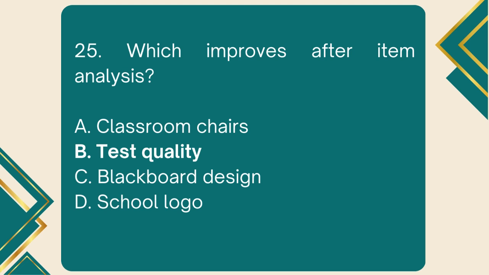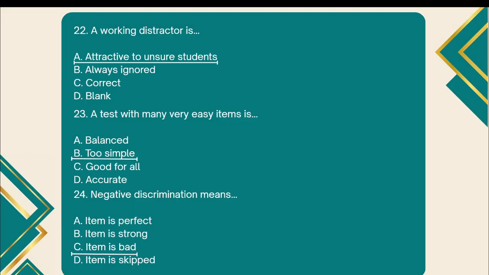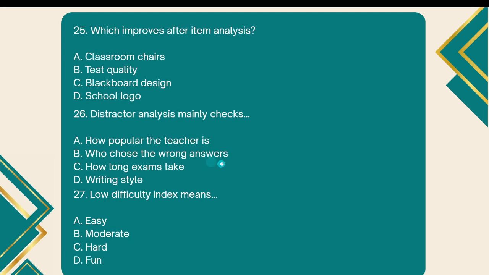So for the remaining questions, let's go ahead and proceed to Mr. Norca. Thank you for that, Mrs. Jenny Blaso. And so now we will have questions 25 to 30. For 25, which improves after an item analysis? Classroom chairs, desk quality, blackboard design, or school logo? For 26, distractor analysis mainly checks how popular the teacher is, who chose the wrong answers, how long the exam takes, and writing styles. And for 27, low difficulty index means easy, moderate, hard, or fun.